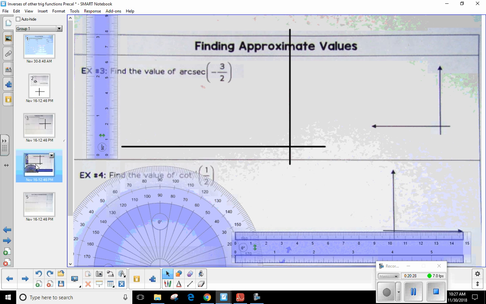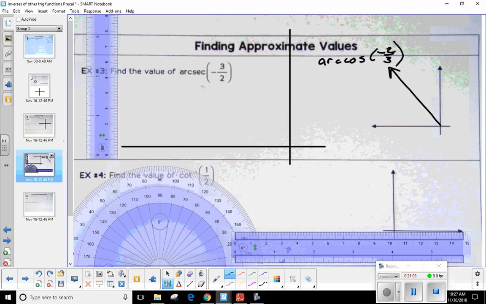Find the value of arc secant of -3/2. So let's say I were to give you one of these. How would I rewrite it? Arc cosine of -2/3. There you go. You take the reciprocal function and the reciprocal of the ratio. It's only cotangent inverse that you have to be careful with. All right, what quadrant would that put me in? 2, because it's a negative ratio.